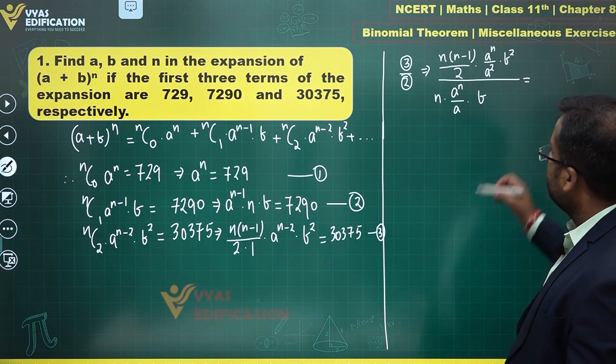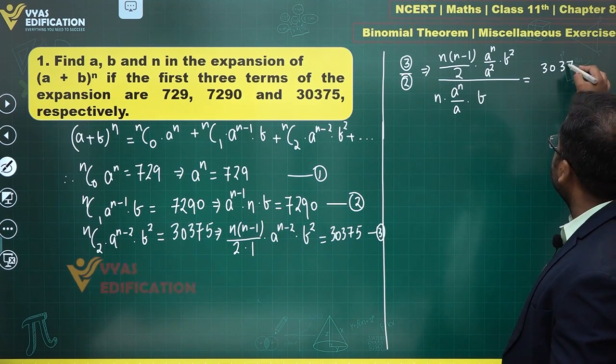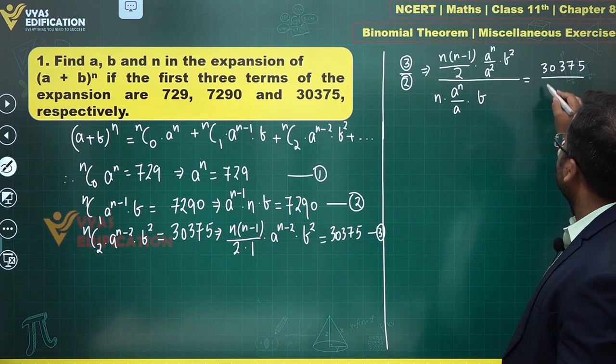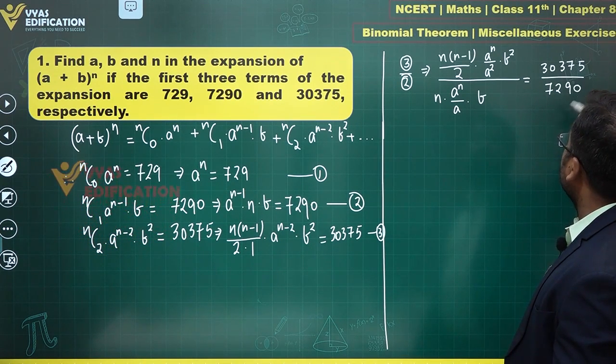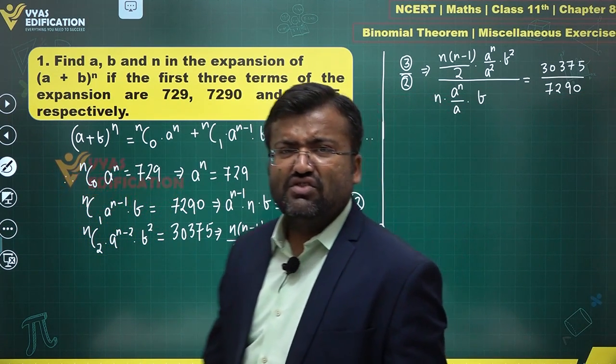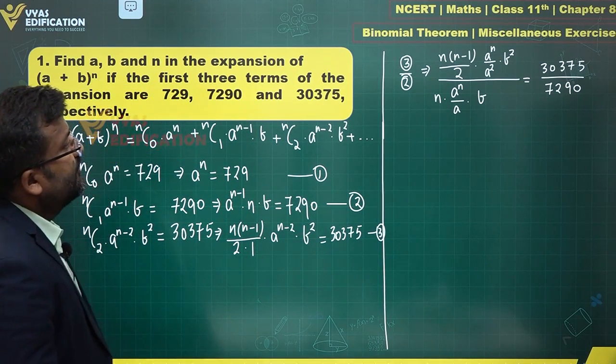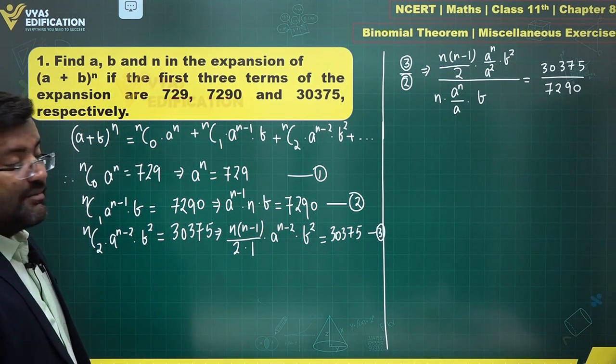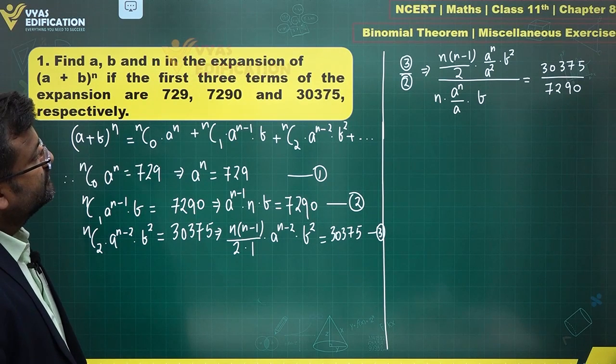This is equal to 30375 over 7290. This is what I get, right? This is what I have. Is that okay? Yes. And when I simplify this, what do I get?